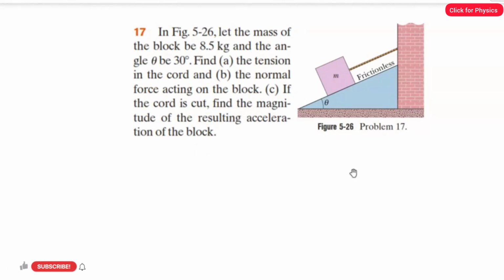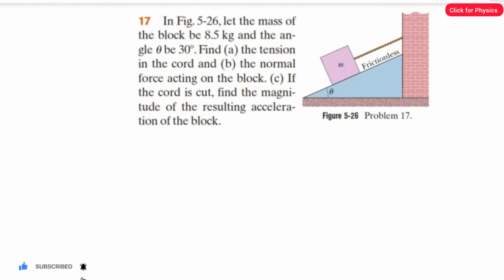First of all, let's rewrite the given, and then we have to draw the free body diagram for the information given in the question. So in this question, the mass of the block is given, that is m equal to 8.5 kilogram, and the angle theta is given as 30 degree, and we have to draw the free body diagram. By that we can answer one by one.